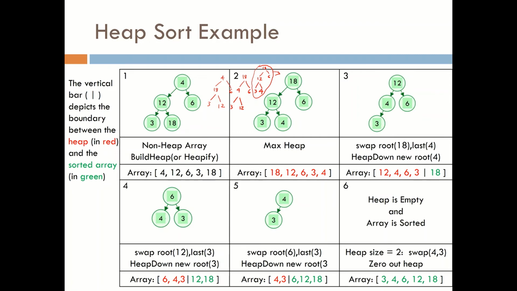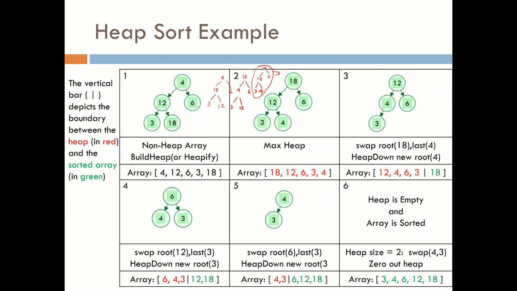Okay, so we are now in heap form. Let's just confirm that the 18 is greater than both the 12 and the 6, and the 12 is greater than both the 3 and the 4. So we are now a max heap, and we can begin the process.